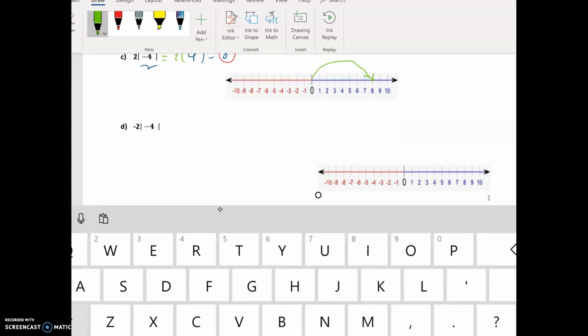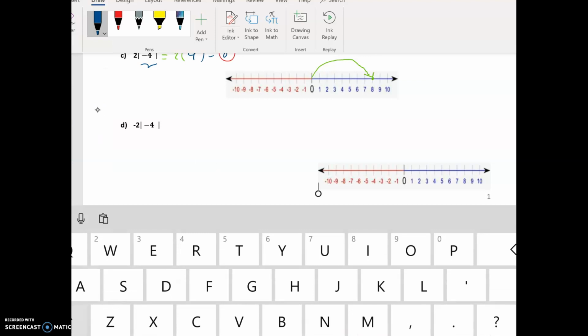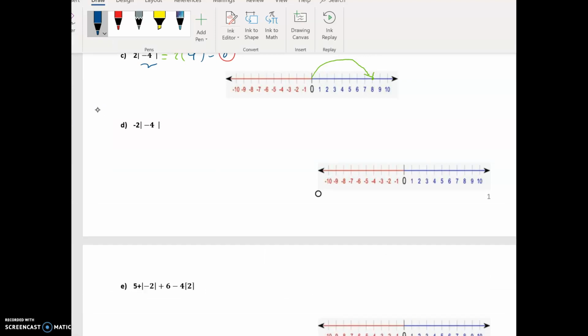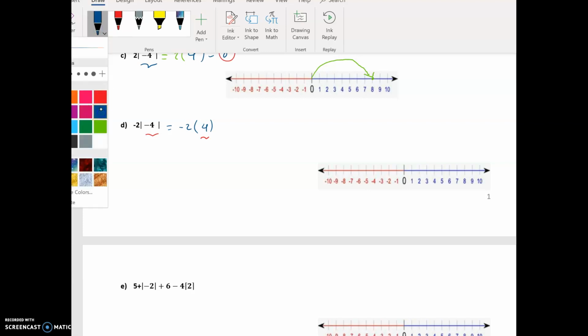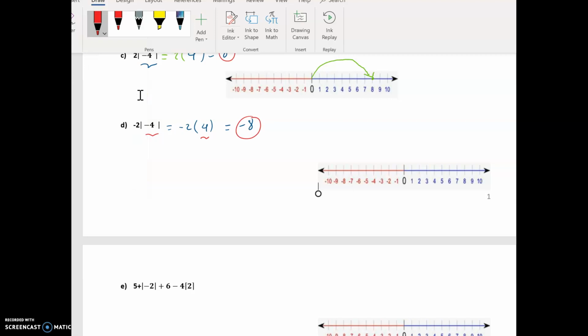Okay, let's take a look at the next one. And you need to be a little bit careful as we evaluate absolute values. In this case, this is equivalent to a negative 2, but we're about to evaluate the absolute value of negative 4. So we're looking at absolute value of -4, it's 4. That happens to be this answer there. And then our final answer for this one is going to be -8. So in this case, we're simply looking at a dot at -8.